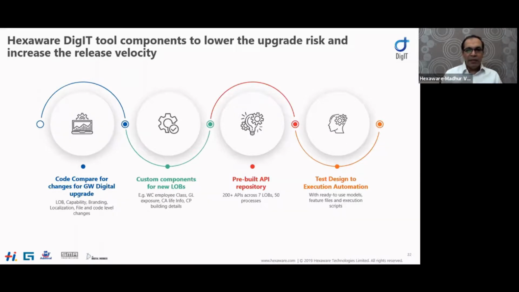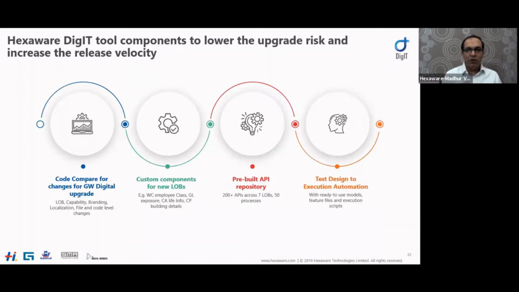The first very important one is the code compare tool that we have developed. In a nutshell, it compares the code of the out-of-the-box Enterprise Engage portal with the customer version of Enterprise Engage, and tries to identify all the customizations that have been done at a line of business level, at a capability level, and some of the backend customizations in terms of branding, localizations. And it not only works at a file level, but it can go to the code level and identify the changes at the line of code level.